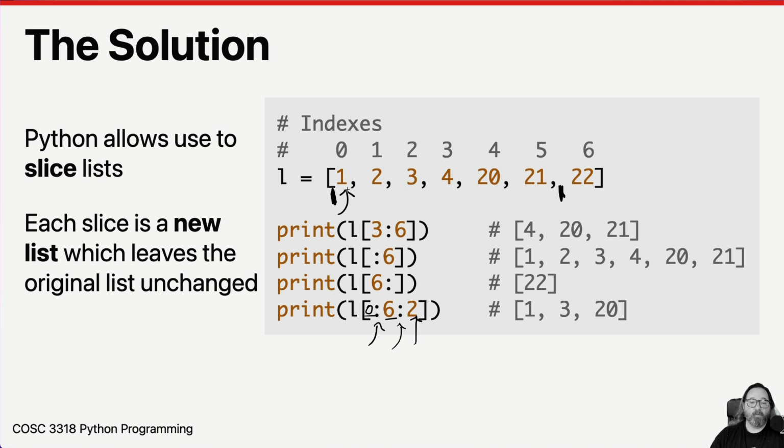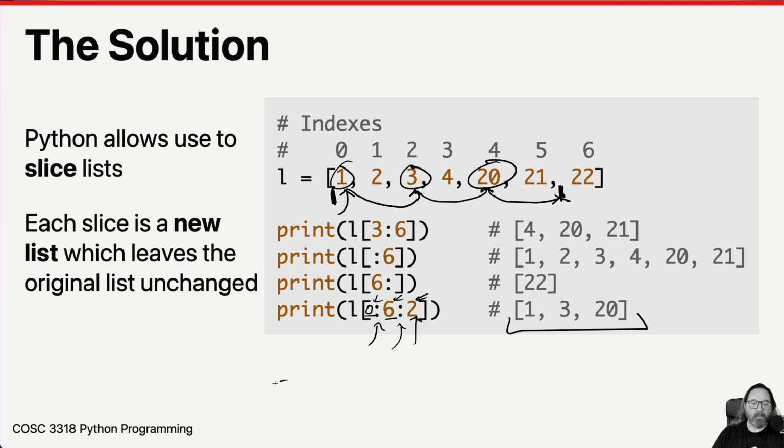So I'm going to start at 1, and then I'm going to jump 2. And then it'll get this one. Then I'm going to jump 2 and get this one. Then I'm going to jump 2, and I hit the wall. Boom! And I'm done. So when I say I want from 0 to 6, every second element, I get 1, 3, 20, and that's the new list that's created for me.